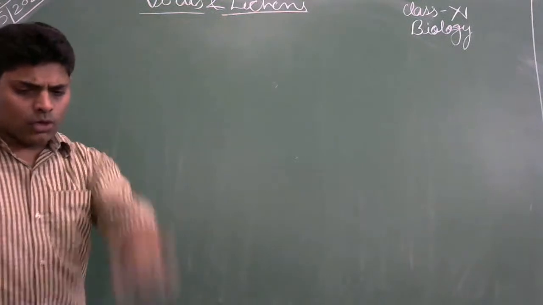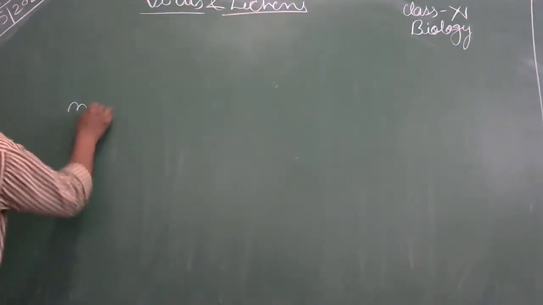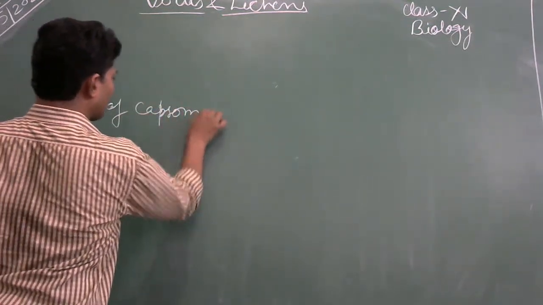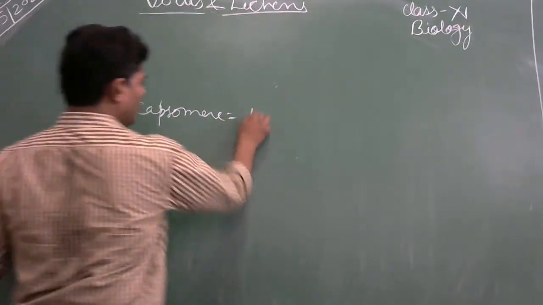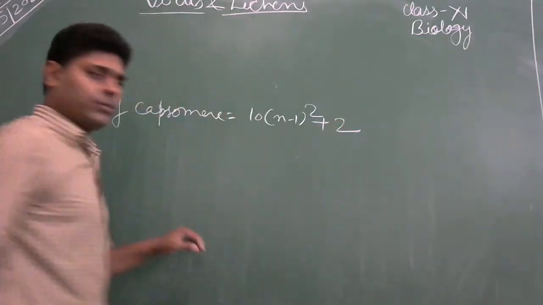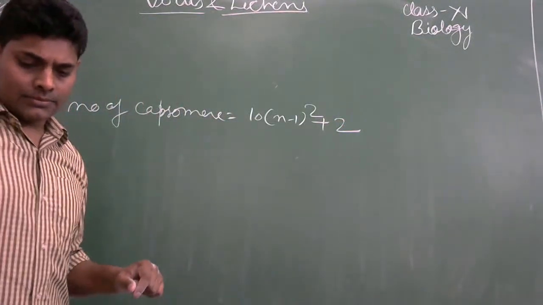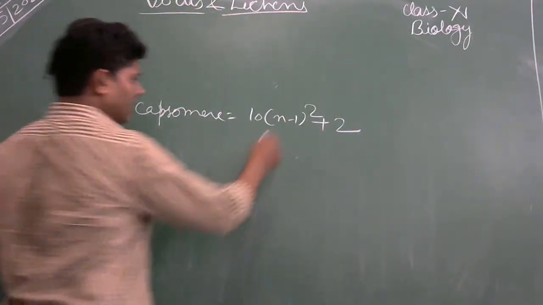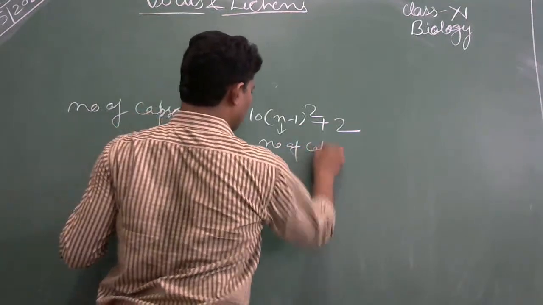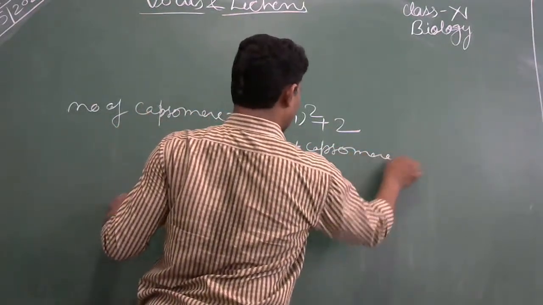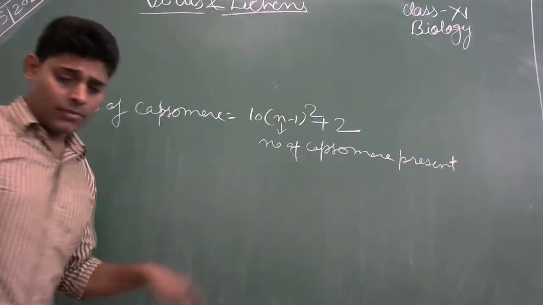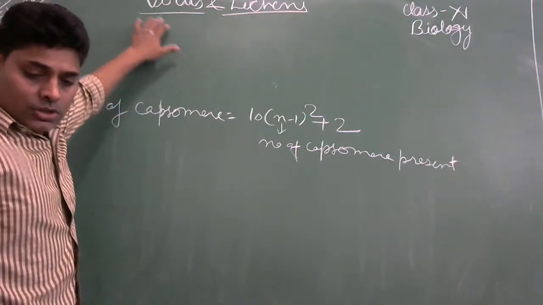I'm just giving you a formula. Number of capsomeres equals 10 into n minus 1 plus 2. Is it clear? What is 10? 10 is a constant, and n is the number of capsomeres present.